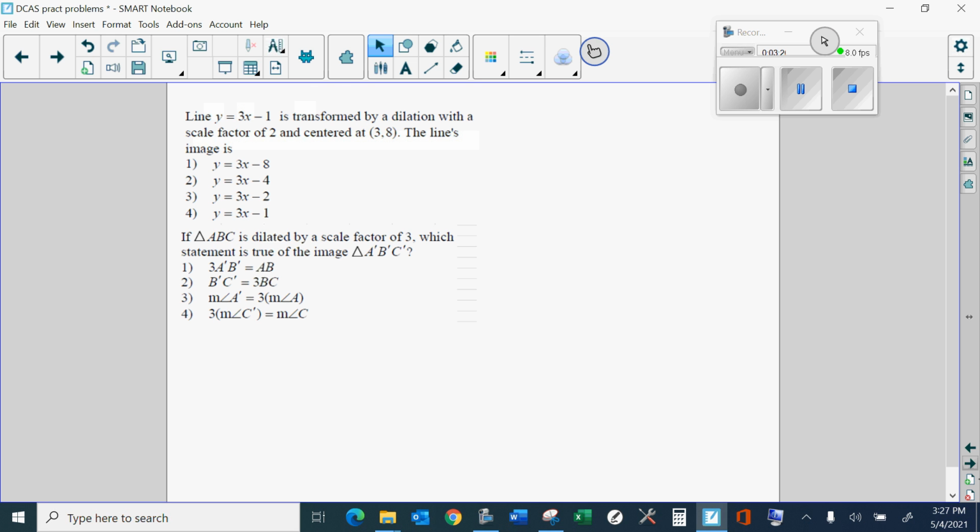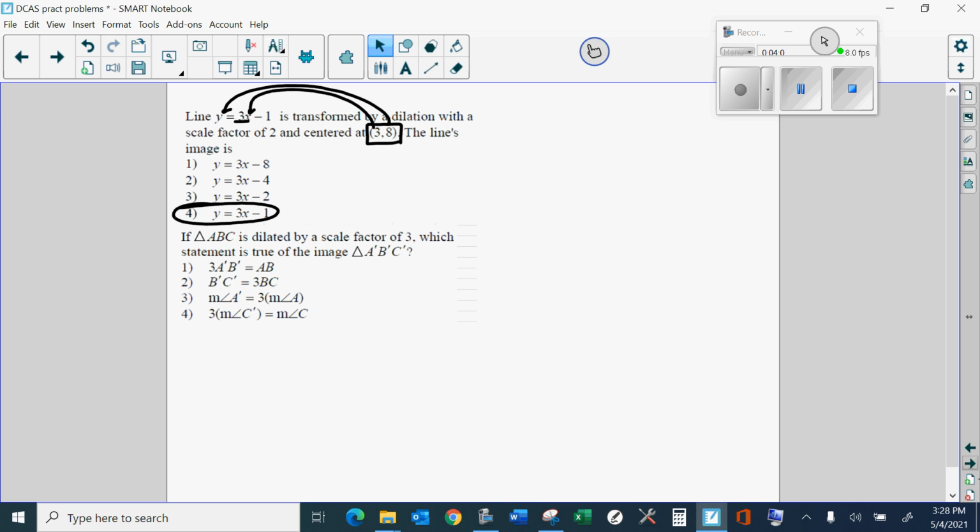Here we have a scale factor of 2 centered at (3, 8). Again, the slope does not change, so it's going to be y equals 3x minus 1, which all these are. Now, without graphing it, here's a simple way to do it. The first thing I want to check is if that point is on the line itself. If it's on the line, then it's the exact same. So I plug 3 into the x, I get 3 times 3 is 9 minus 1 is 8. That's exactly what it says the y is. So (3, 8) is on the line itself. So it is that exact same line.